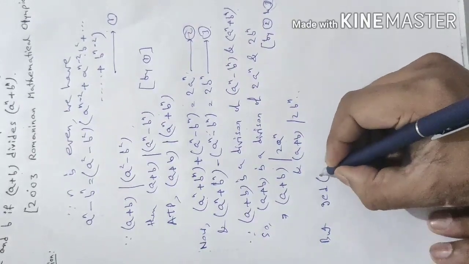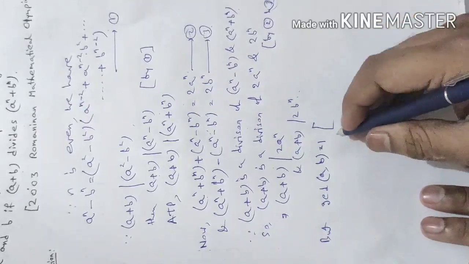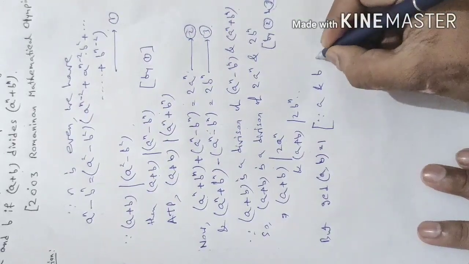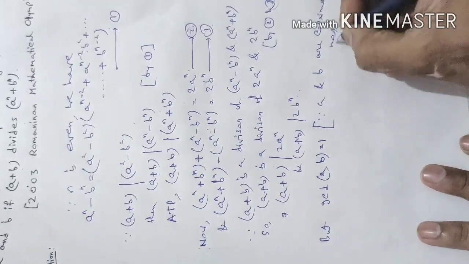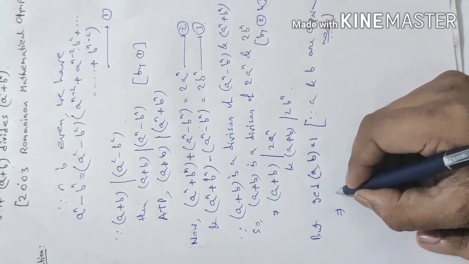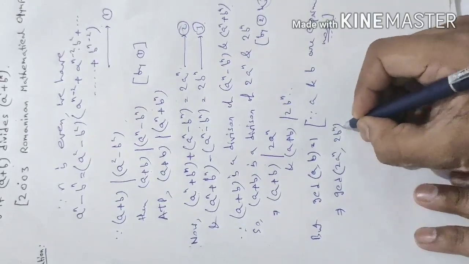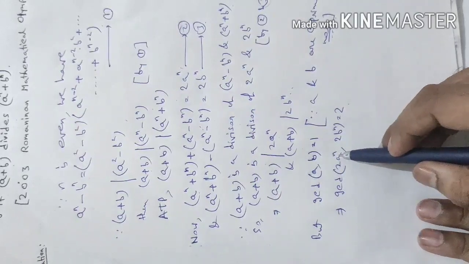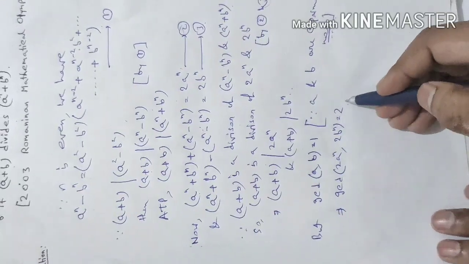GCD of a and b is equal to 1 by the given conditions. a and b are co-prime numbers, which implies GCD of 2 into a to the power n, 2 into b to the power n is equal to what? 2. Since GCD of a and b is equal to 1, that is GCD of a to the power n, b to the power n is equal to 1, that is GCD of 2a to the power n comma 2b to the power n is equal to 2.